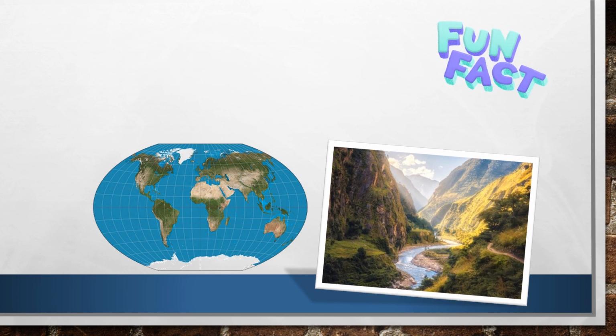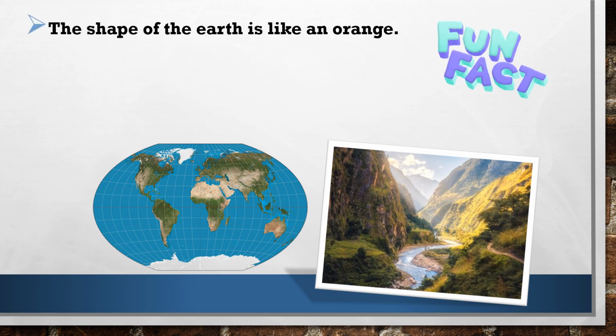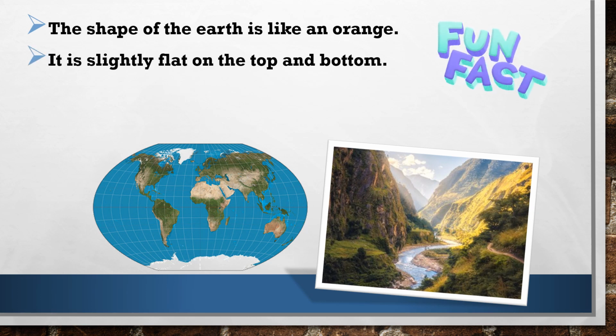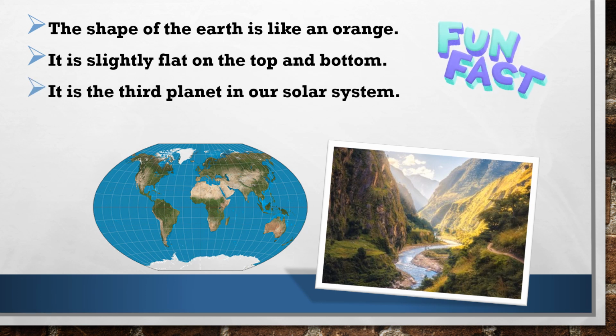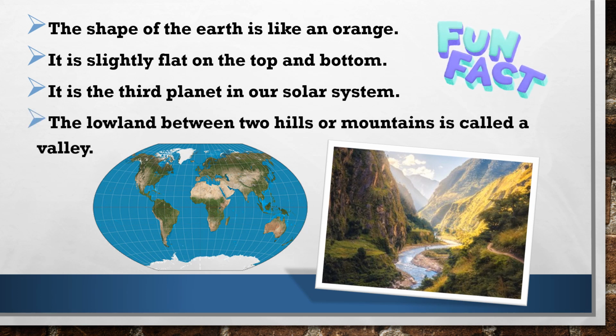Let us know some interesting facts about our planet. The shape of the Earth is like an orange. It is slightly flat on the top and the bottom. It is the third planet in our solar system. And do you know, children, the low land between two hills or mountains is called a valley. You can see in this picture a valley, where the lower part between the mountains and two hills is known as valley.